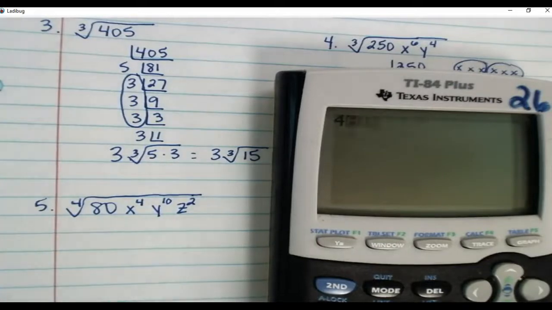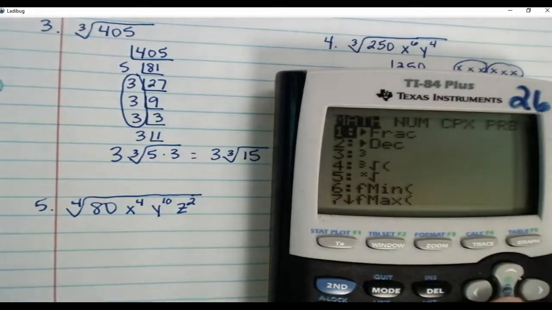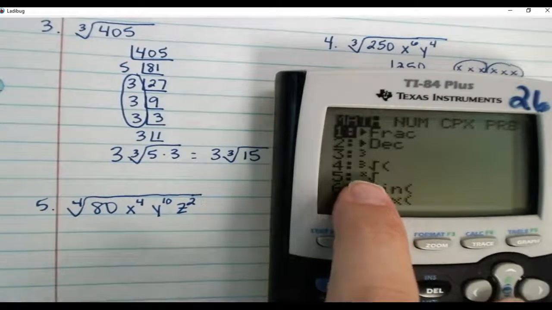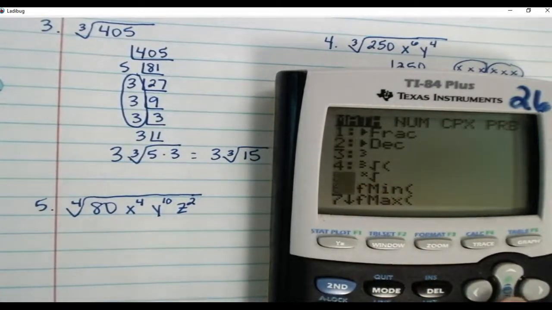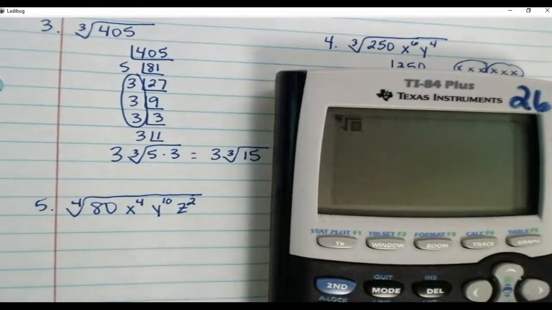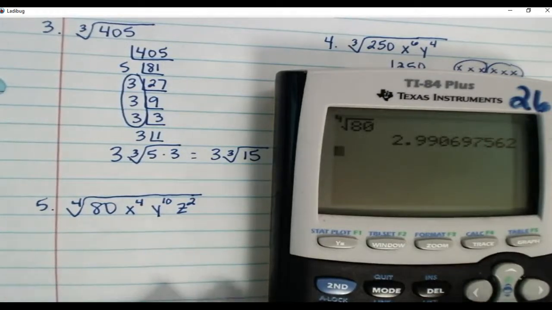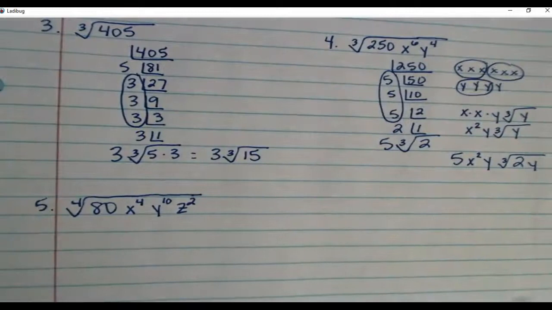Then you go to math, and you look at number 5, and it has just a little x there. Whatever you type, it'll put as your root. So we do number 5, and then it'll automatically make it a little tiny 4. Then we're looking at 80, and it's not. So then we have to break it down just like we did the last ones.